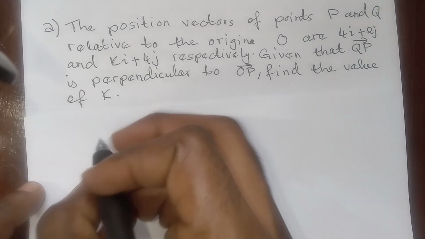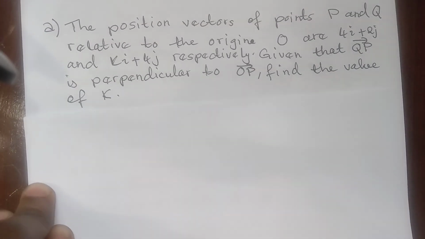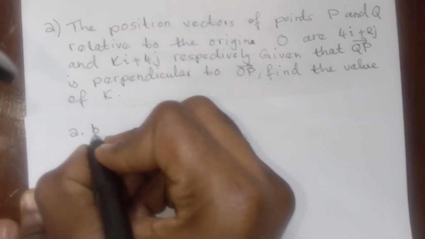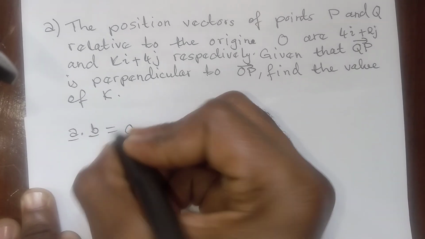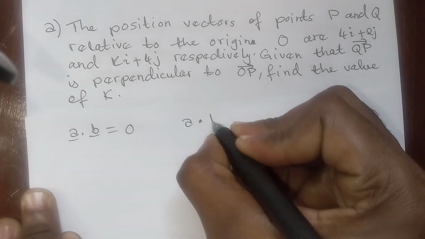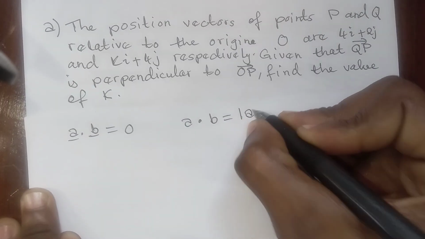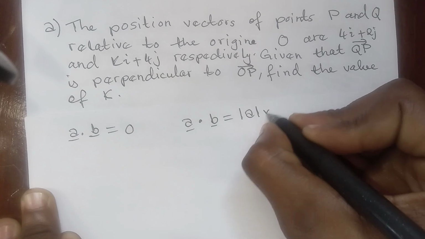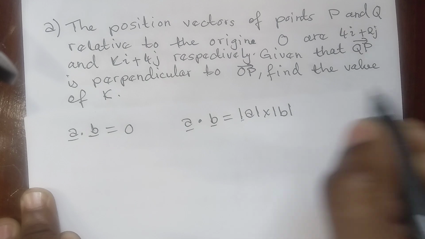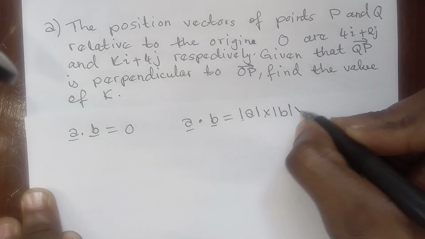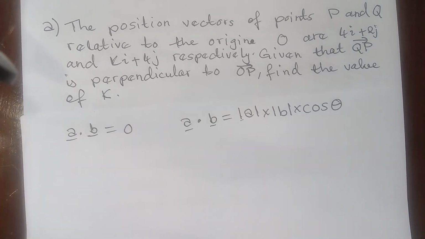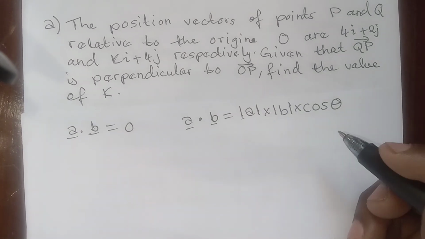Okay, so when two vectors are perpendicular, their dot product is always 0, and the reason is very simple, because the dot product of two vectors is defined as A·B equals the magnitude of A multiplied by the magnitude of B multiplied by cos theta, where theta is the angle between the two vectors.